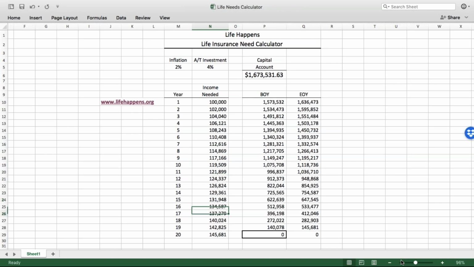So if you run it all the way out to year 20, you would need $145,000 in year 20 to buy what $100,000 purchases today. I think a lot of people have a good feeling for how that works. But here's how the calculator works, and here's a few comments on that.